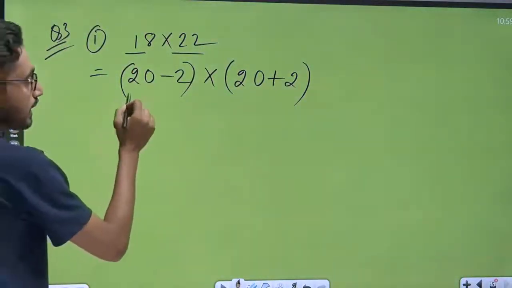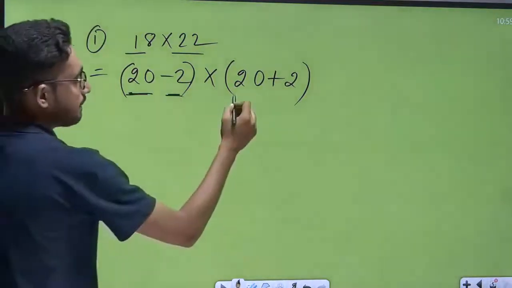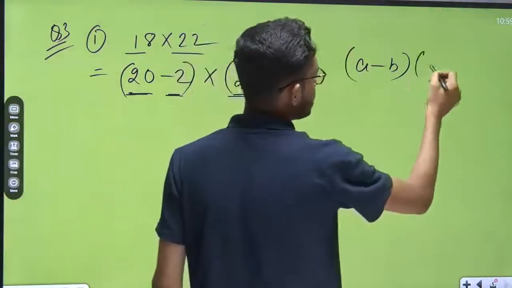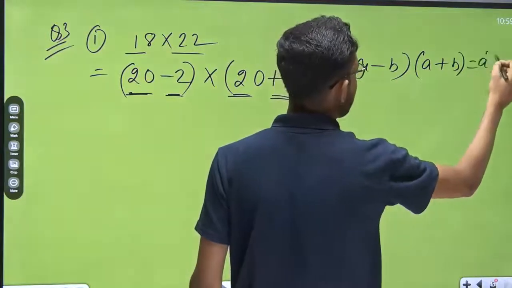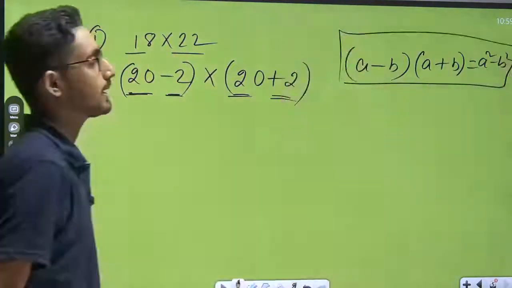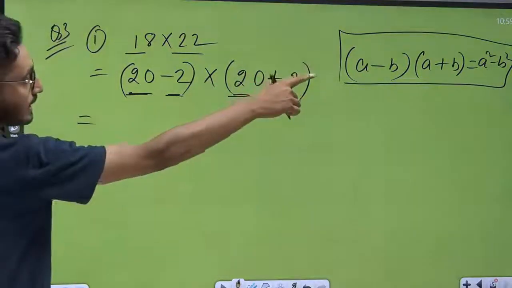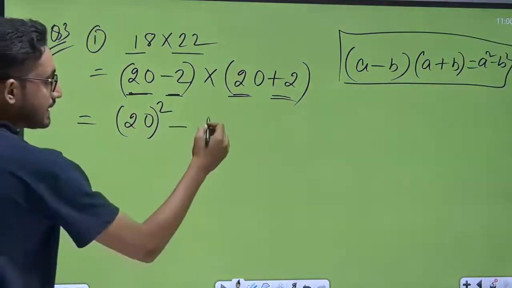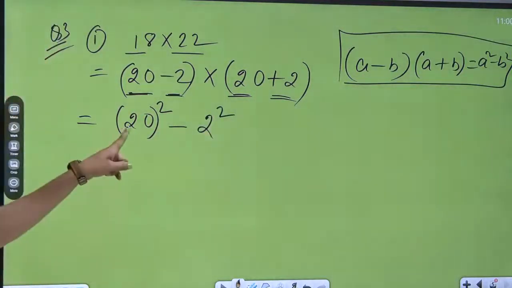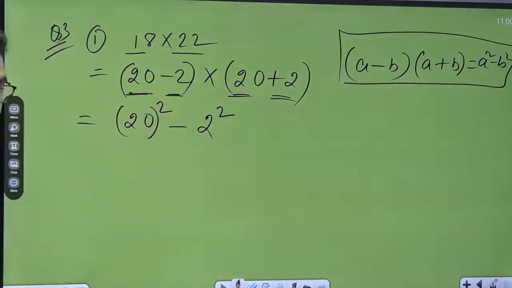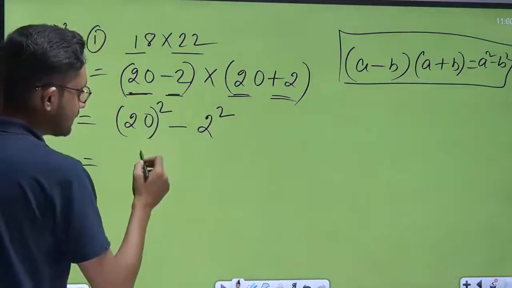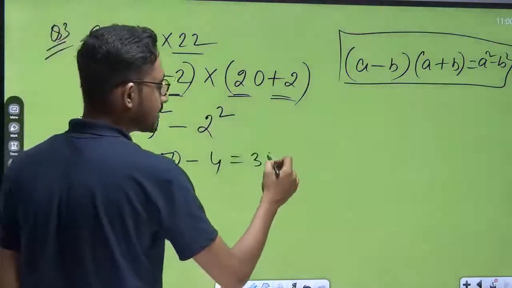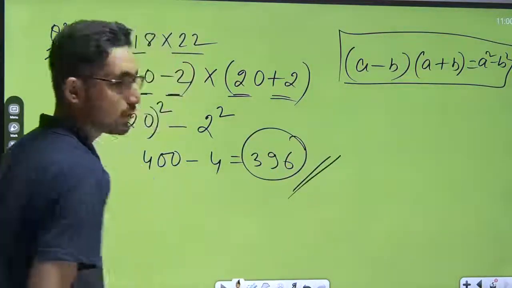And 22 is equal to 20 plus 2. This is also possible, because 18 is equal to 20 minus 2 and 22 is equal to 20 plus 2. You will ask, sir, why did you write this? Because this is the formula (a minus b)(a plus b). We know this formula. Again I am writing here (a minus b)(a plus b) is equal to a square minus b square. You have to find it in this pattern. So that's why we write here the formula: a square means first number square minus second number square.